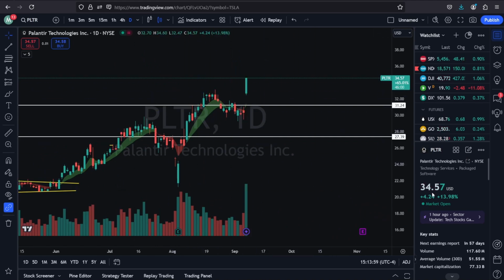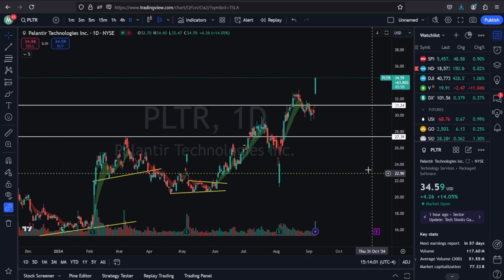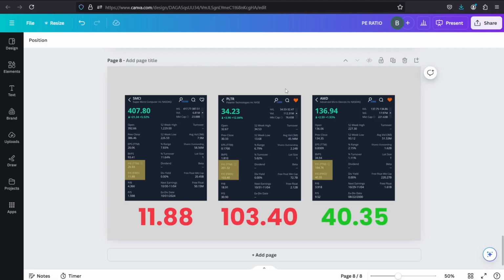As of right now, the stock is up nice. It's up 14% today, but it's got a 103 forward PE ratio, and its current PE ratio is at 200, which is way, way too high.